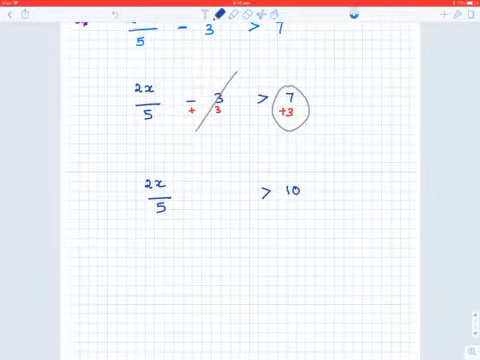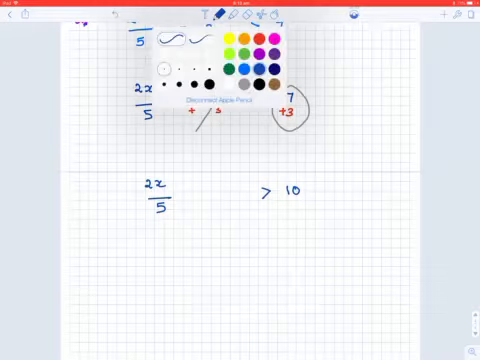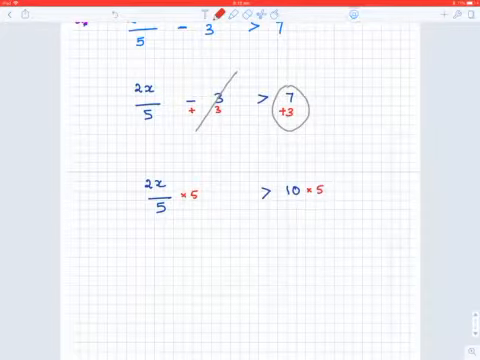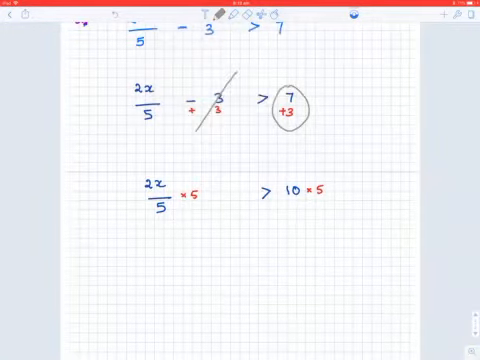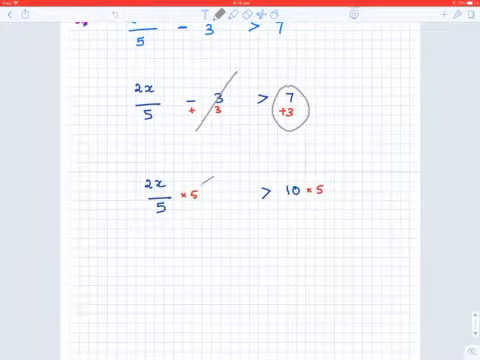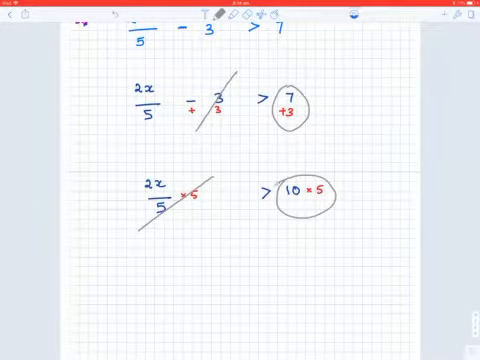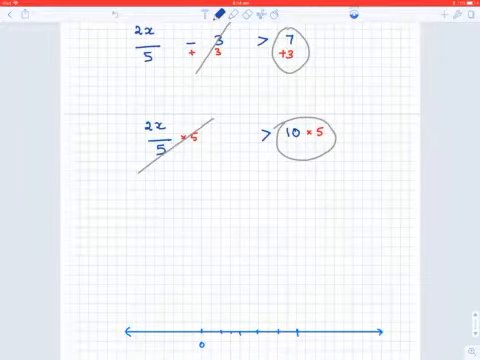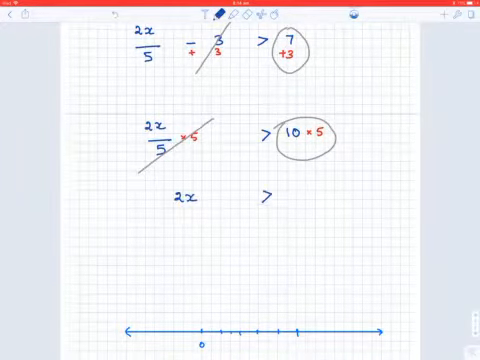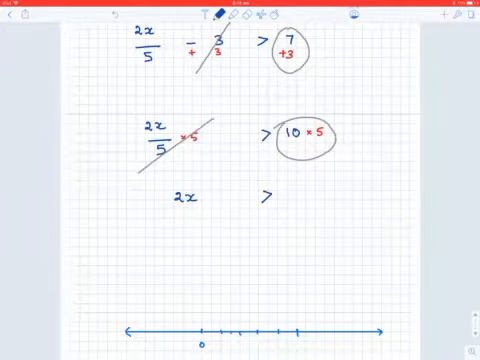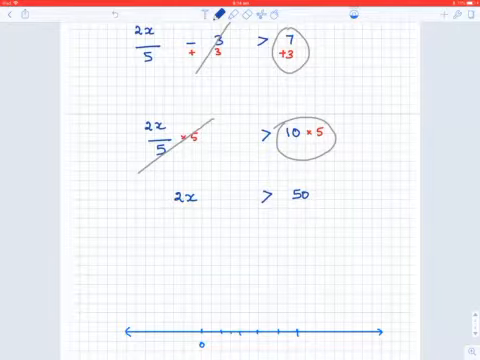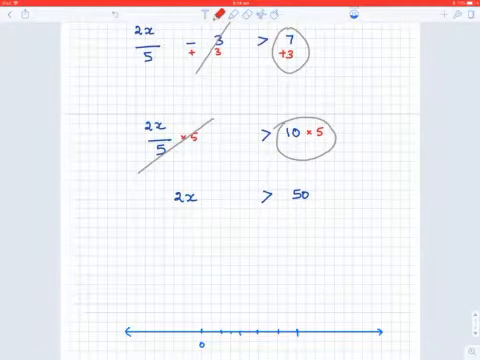Now, when you look at this question, 2x, the last thing we do is divide by 5. The opposite of divided by 5 is times 5. So I do times 5 on both sides. One side is a slash, the other side is a circle. When you do the slashing, you end up getting 2x is more than 10 times 5, which is 50.